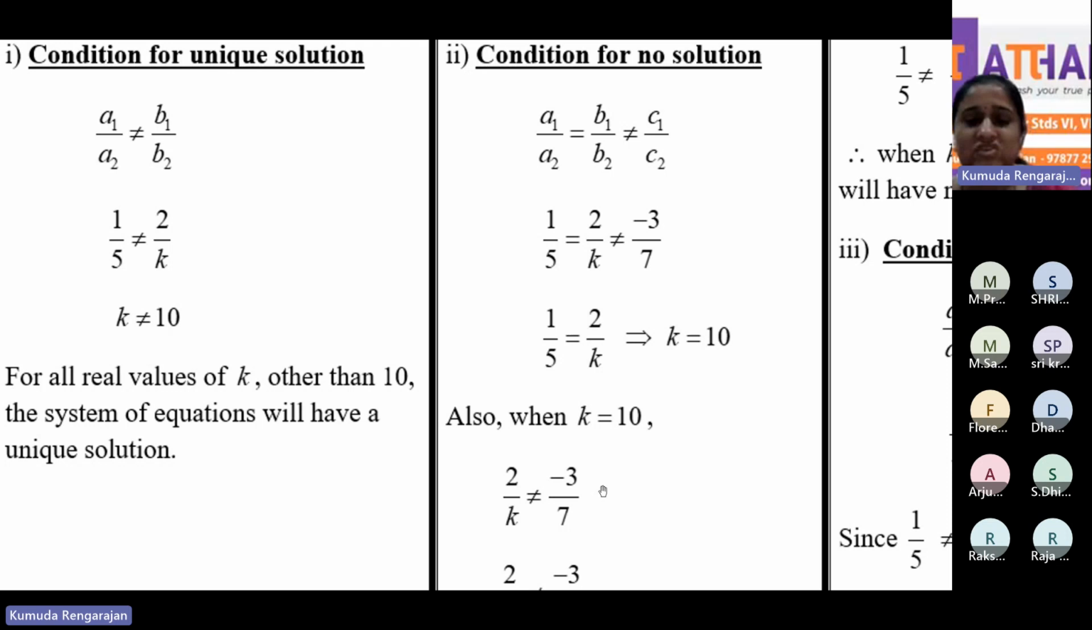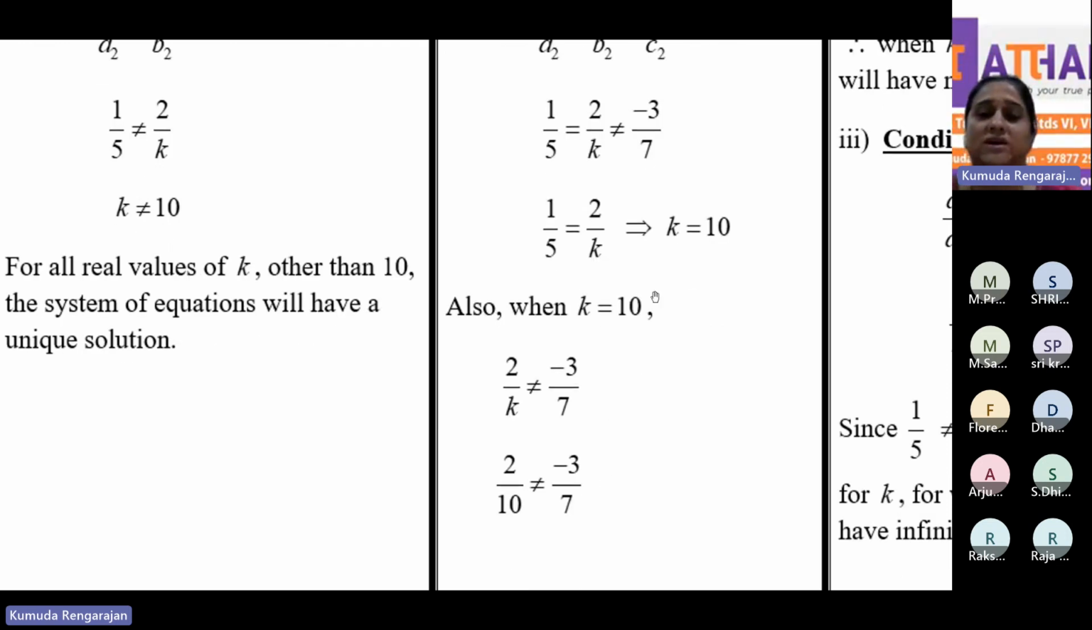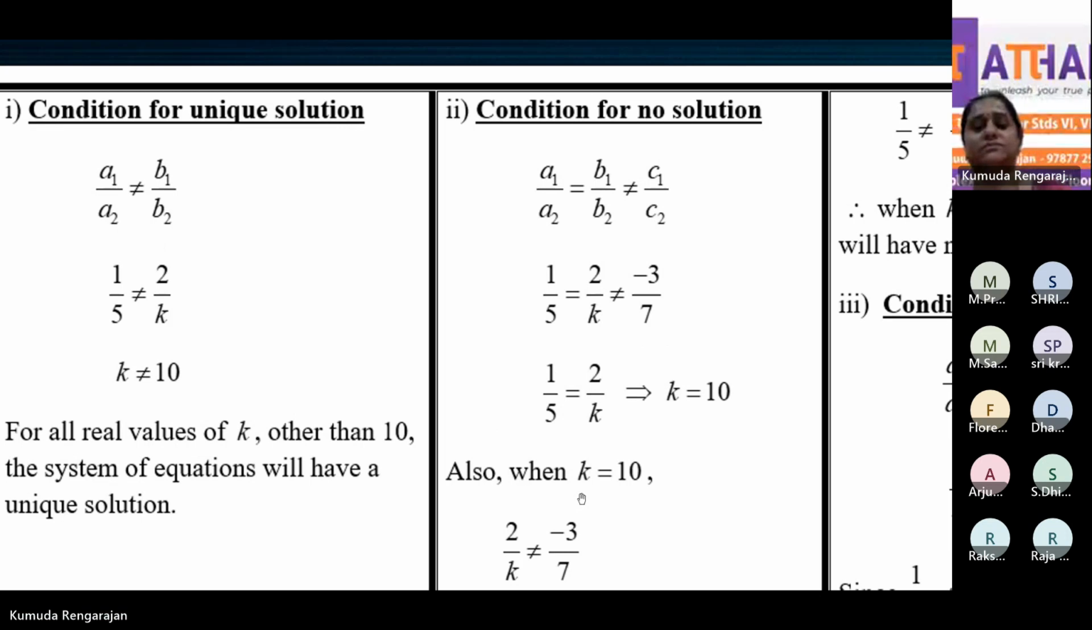What am I doing then? I'm just checking. How am I checking? K is 10, right? I'm checking it in the latter part here. 2 by K should not be equal to minus 3 by 7. So when you use 10 there, 2 by 10 is not equal to minus 3 by 7. 2 by 10 is 1 by 5 and that's not equal to minus 3 by 7. So correct, the value of K we got is fine. This is just a check. The answer is 10. So when K is 10, the system of equations will have no solution.